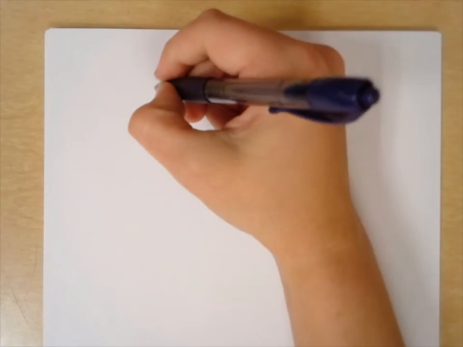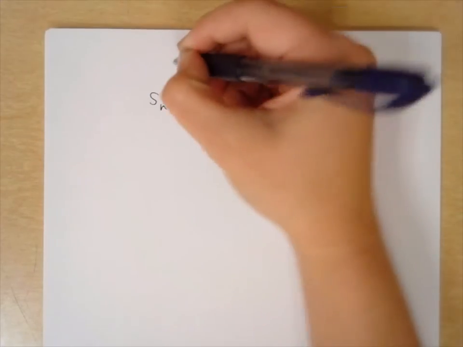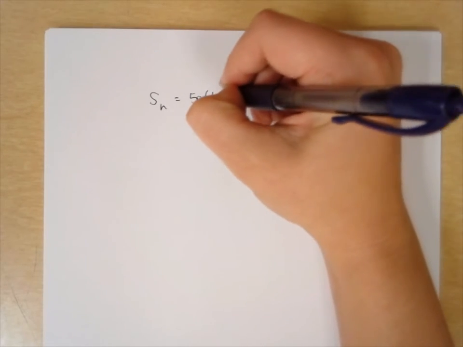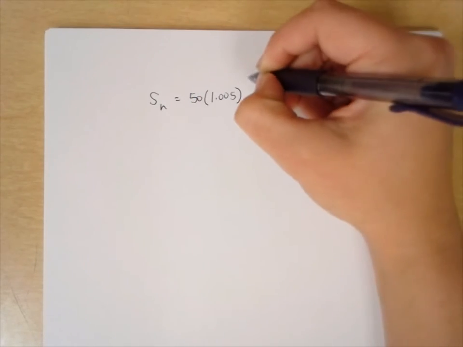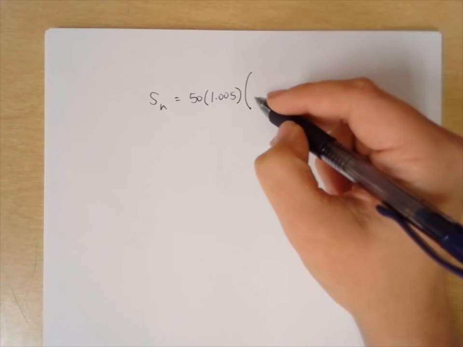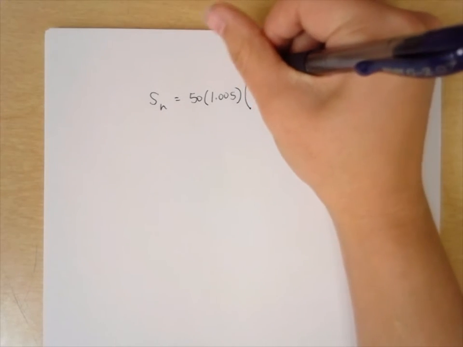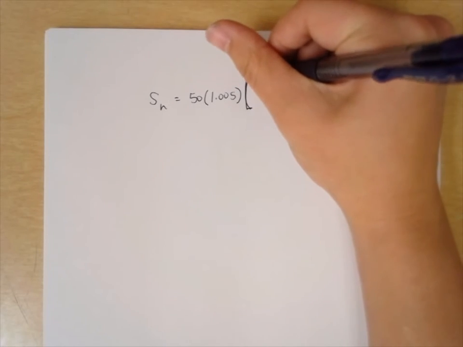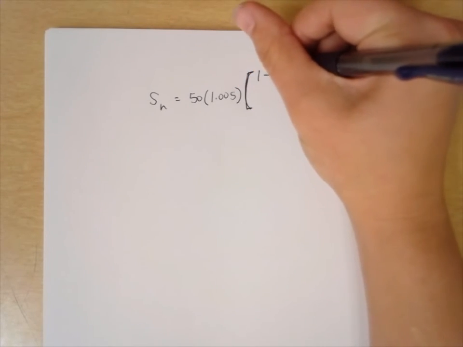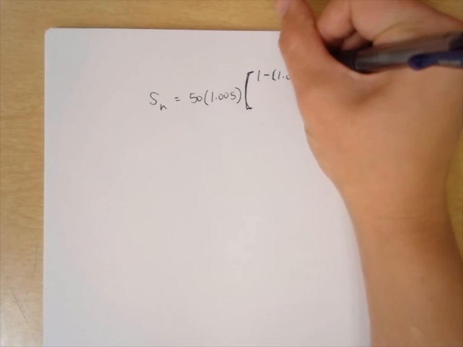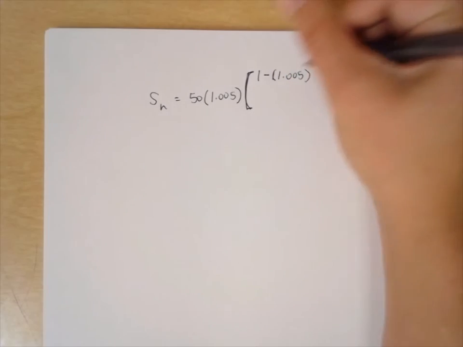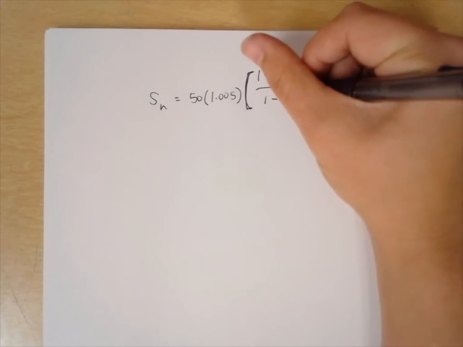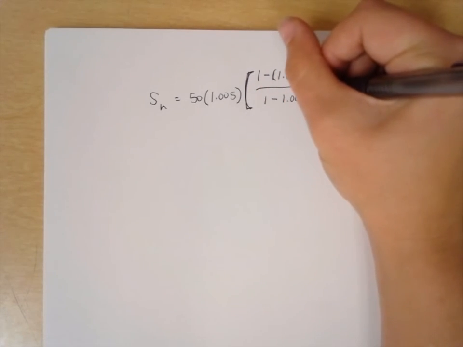So, S sub n equals 50 times 1.005, and that's all outside of, I should use a bracket there, not parentheses. There we go. 1 minus parentheses 1.005 to the 24th, all over 1 minus 1.005.